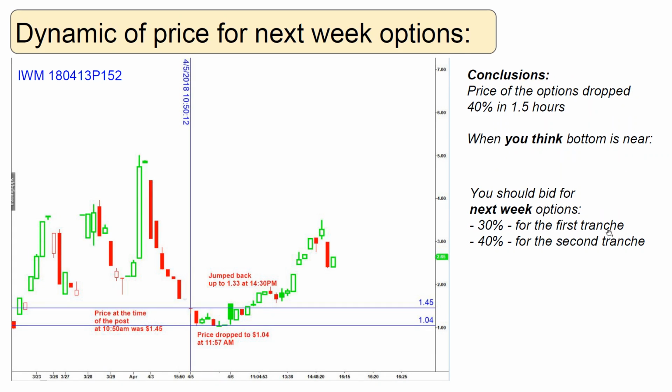So in that particular case, if I posted my chart and you wanted to take advantage of it, you had to input your bid price into the system, which would be 30% less than the price initially offered by option dealers at the time. And you should always do it in tranches. So the second tranche would probably be 40% less than the price you saw at the time of my post.